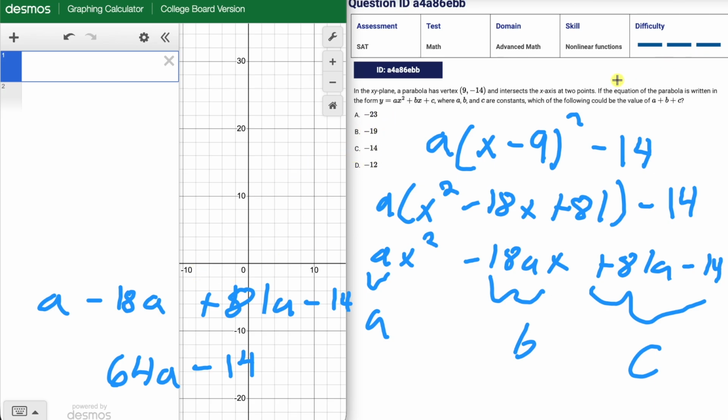So like I said earlier in the beginning, it's very important that A is positive. Because I know A is positive, I can actually just plug in each one of these answer choices to see which one gives A as a positive value.